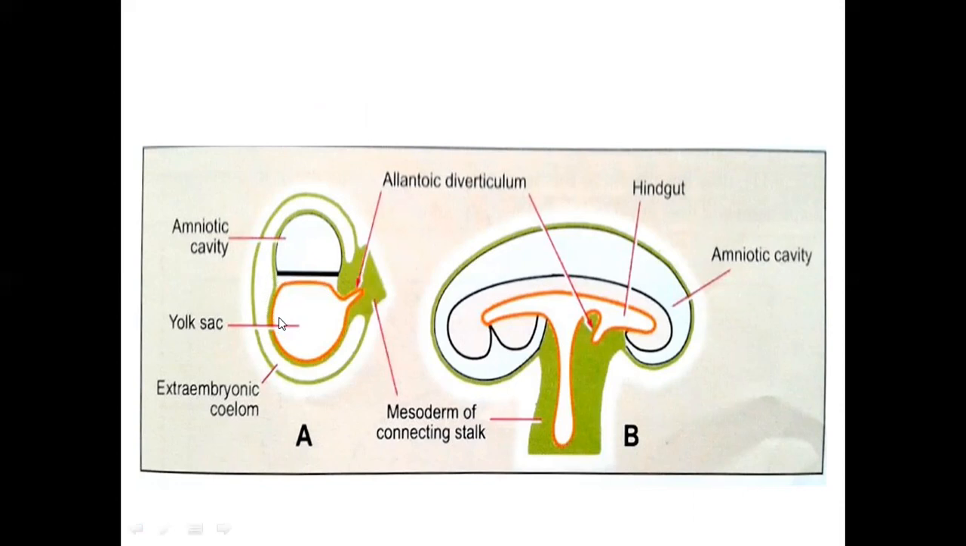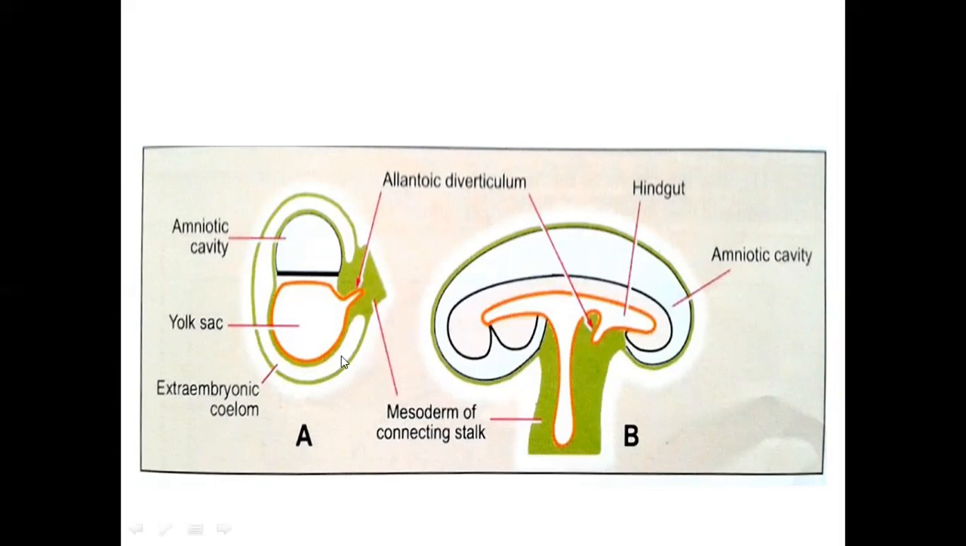Once the head fold forms here, and from here the tail fold forms, this yolk sac goes inside, right? And this is forming a primitive gut. So you can see this primitive gut is formed. This is the vitelline intestinal duct, while this outpouching structure is the allantoic diverticulum.